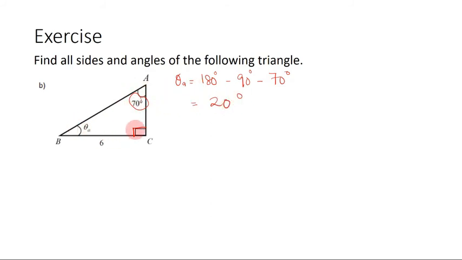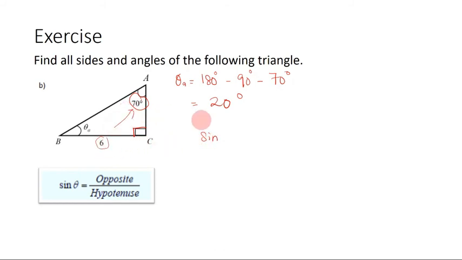Since we have all the degrees, and we also have a side of 6, maybe we can use sine theta, where sine theta equal to opposite over hypotenuse. So for theta here, the opposite, we can use 70, so sine 70 degree equal to 6 over hypotenuse. So from here we calculate, we will get hypotenuse equal to 6.39.